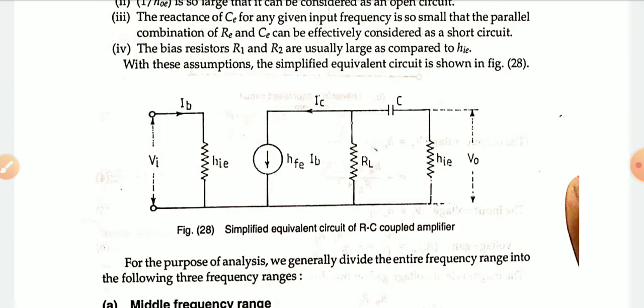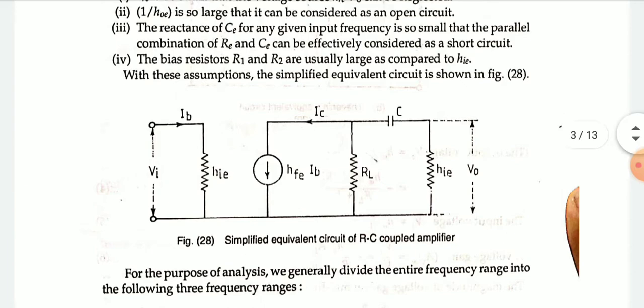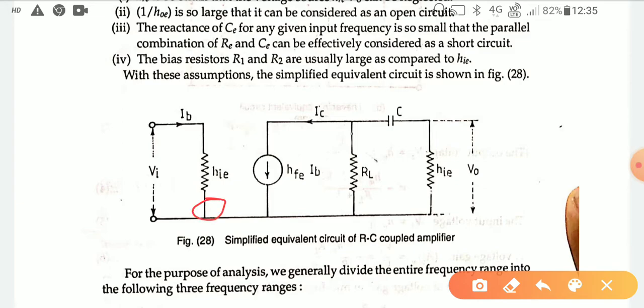And at the input side, the induced voltage, which is hre times V2, if V2 is the output voltage. So hre you have to choose in such a way that it is so small, that means the induced voltage will also be so small and it will work just like a short circuit.